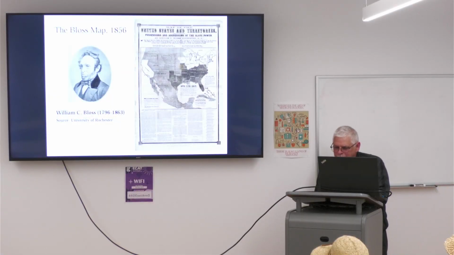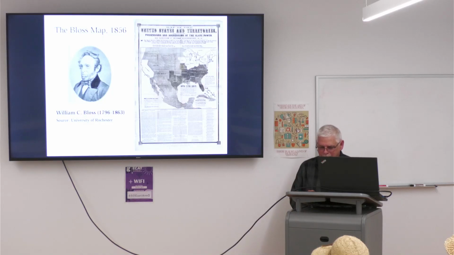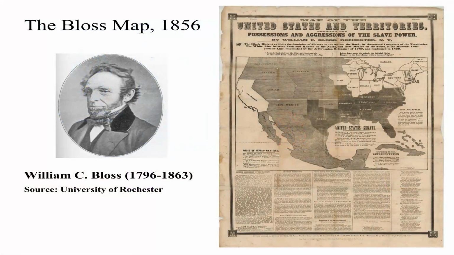So another map that's motivated by the 1856 election is the Bloss map. This map, the accompanying text, was created by William C. Bloss. He was a noted social reformer and one of the founders of the anti-slavery movement. He was also an early temperance advocate and active in the women's suffrage movement. In 1843, he published an early anti-slavery newspaper called The Rights of Man. He was active in the Underground Railroad. His home in Rochester, New York, was a stop on the railroad.